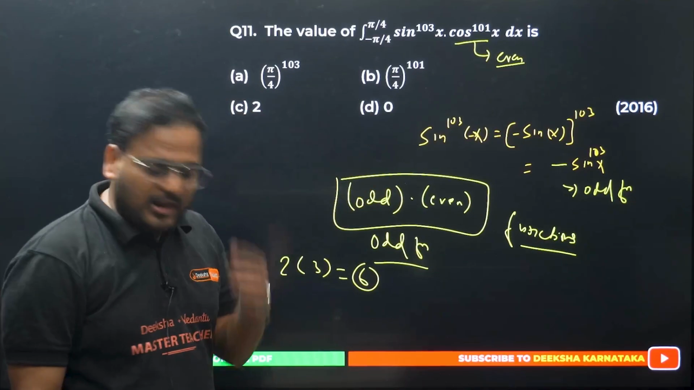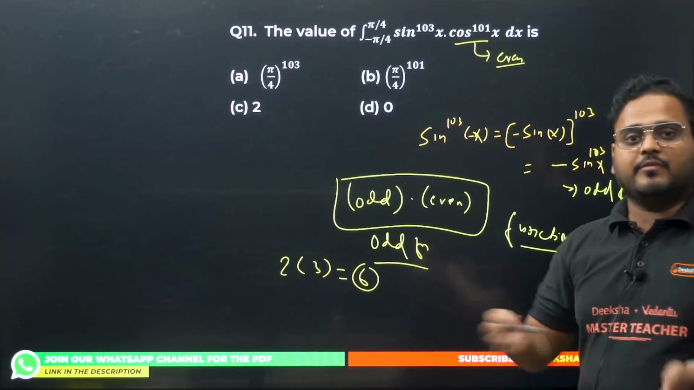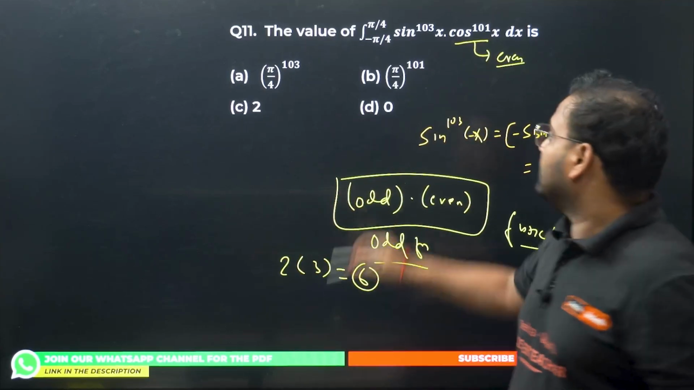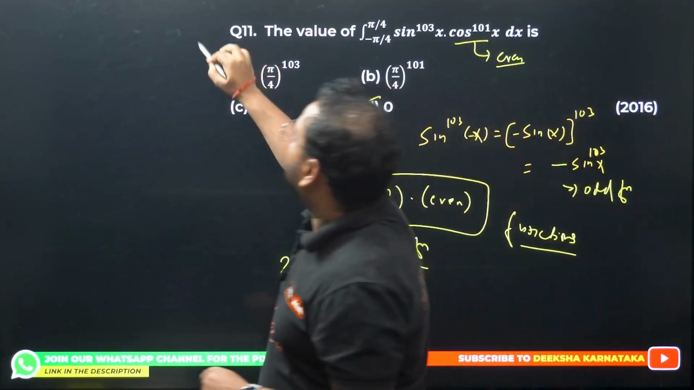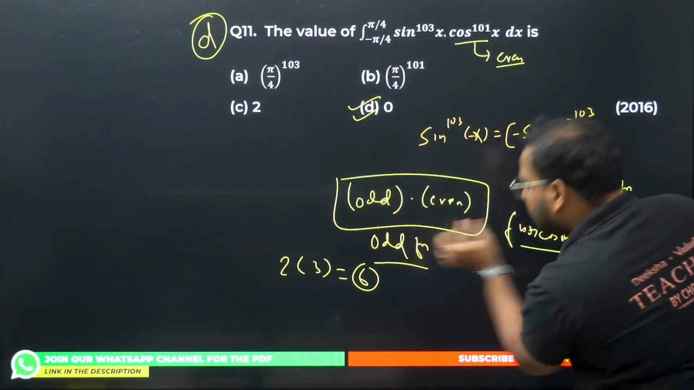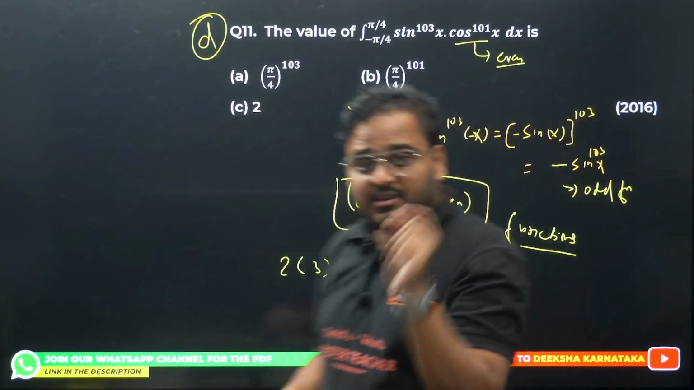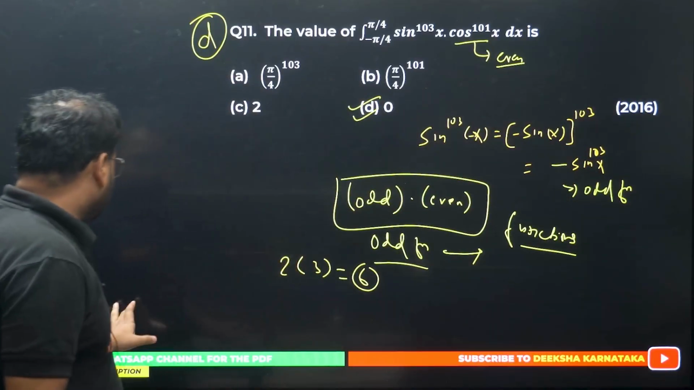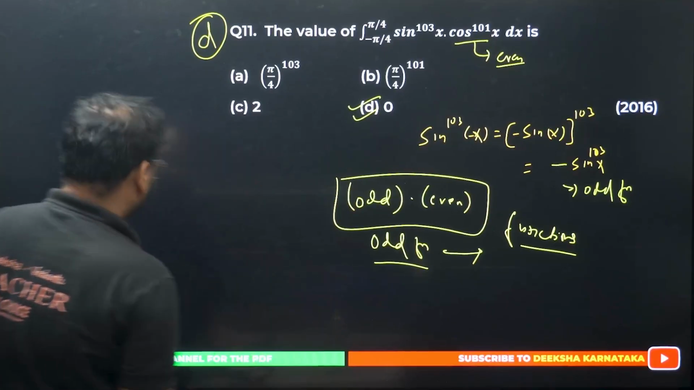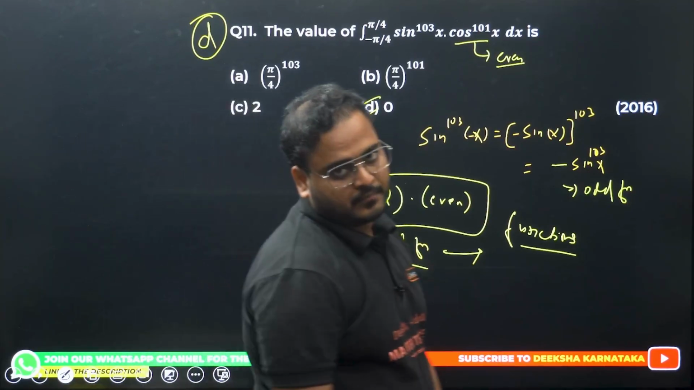Because what happens in exam time, you think like this: odd into even is even, so my answer is not 0. Wrong, the answer is actually 0, because it's not numbers, it is a function. Odd function into even function is an odd function, not numbers. That's why I made sure that you know this. Okay, 11th one is simple. Got it? Okay.